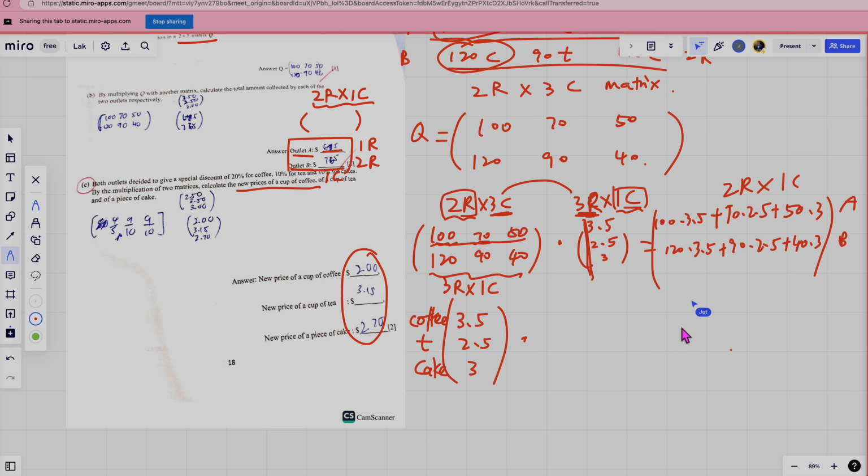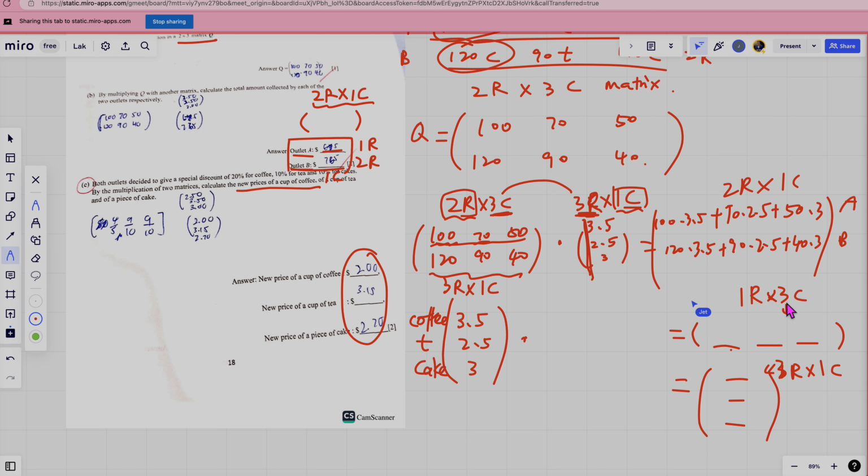So basically, that means the answer can be either like this, or the answer could be like this. So this is a 1 row by 3 column. This one is a 3 row by 1 column. Okay? So let's see.